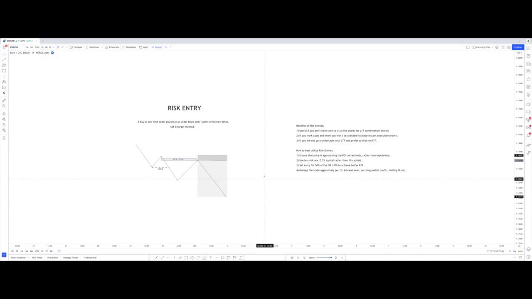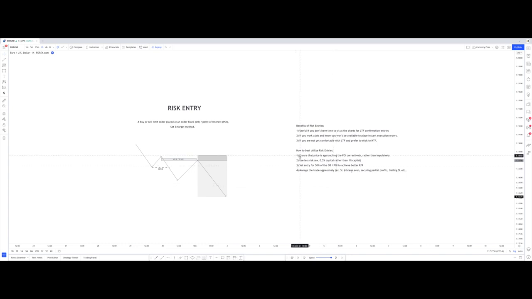But yeah, you can stick to higher time frames. You don't have to go down to the 5-minute or 1 minute to locate confirmation entries. So if that's what makes you more comfortable, then this might be the entry style that best suits you. So let's go over how to best utilize risk entries, okay? And after this, we're gonna go over an actual chart example.